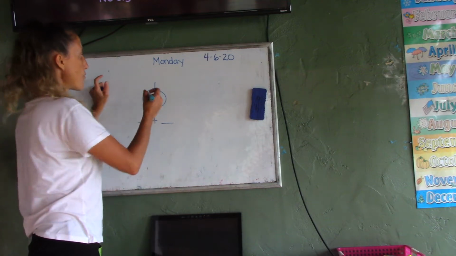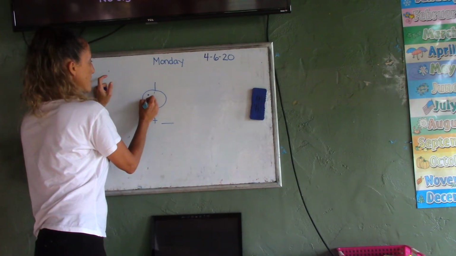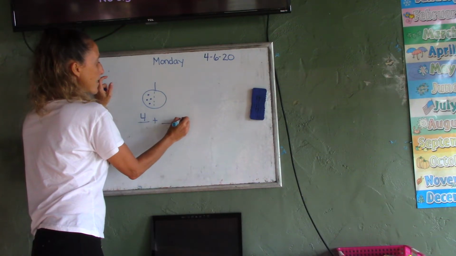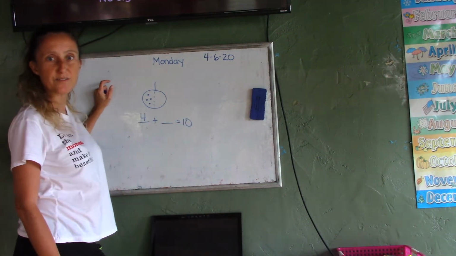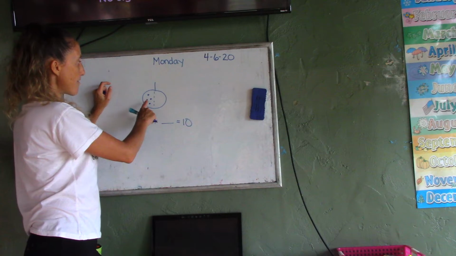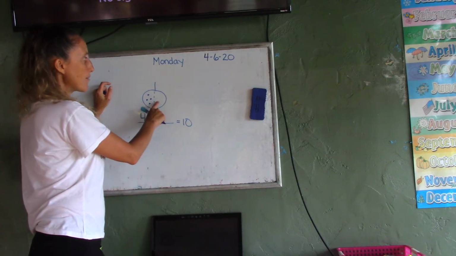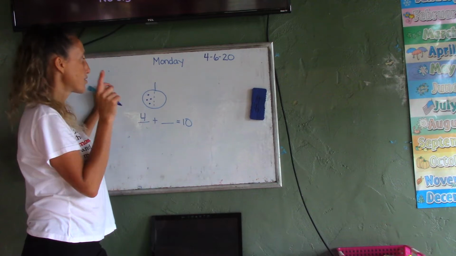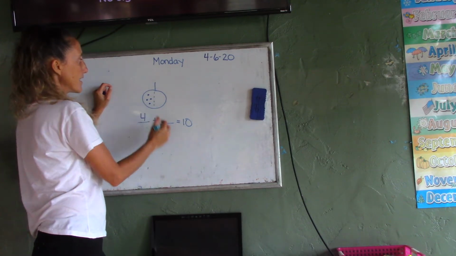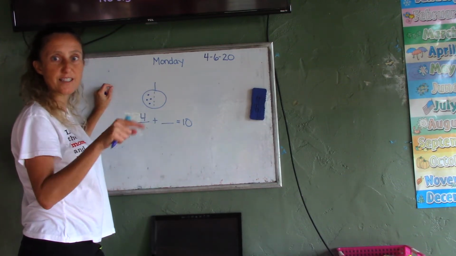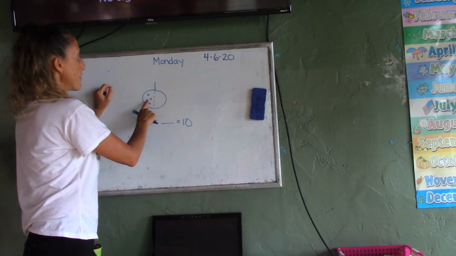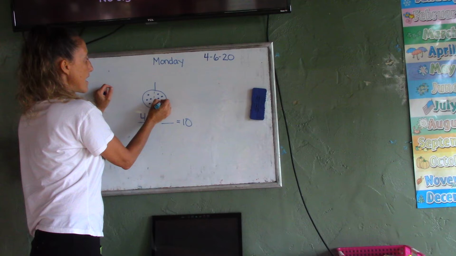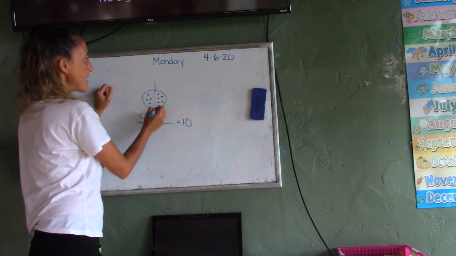Okay, let's say there's 4. 1, 2, 3, 4. And I want a total of 10. I saw a total of 10 seeds. So if I have 4 on this side, how many would I have to have on this side? Okay, so let's try. So if I have 4, let's keep drawing seeds on the other side until we get to 10. Okay, you ready? 4, 5, 6, 7, 8, 9, 10.